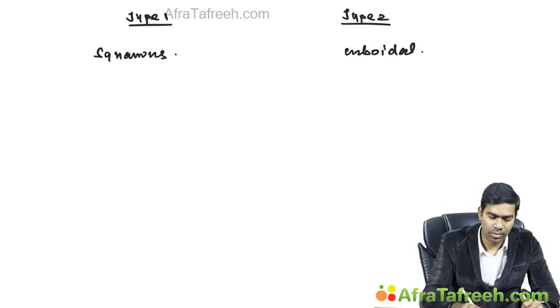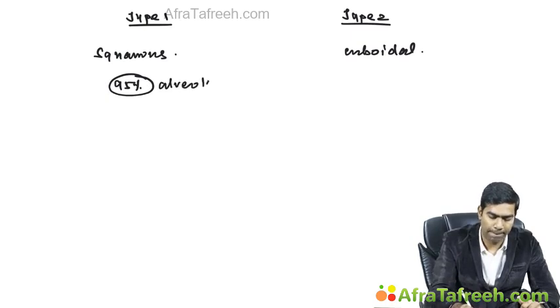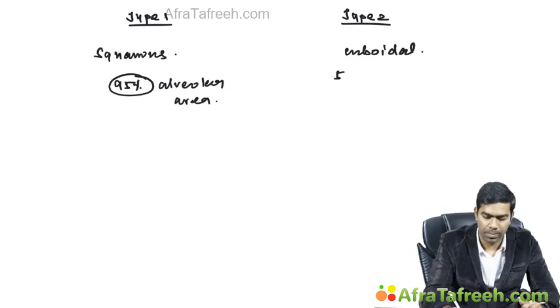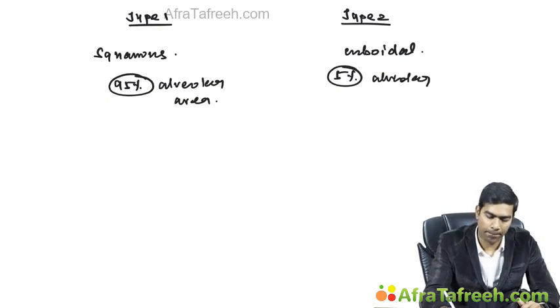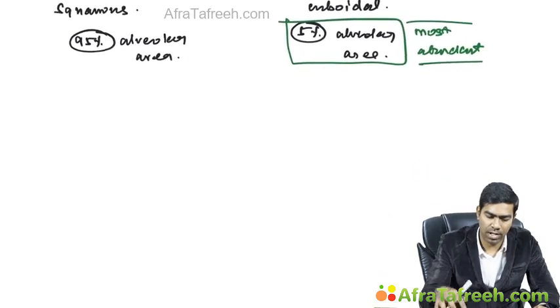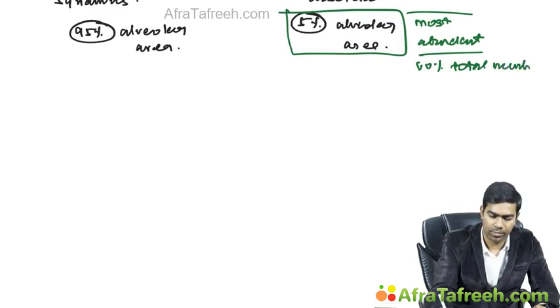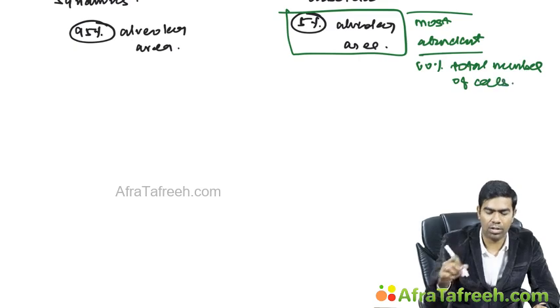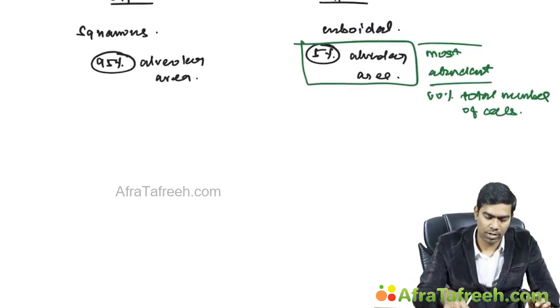And remember, type 1 cells contribute 95% of the total alveolar area. Type 2 cells are going to contribute only 5% of the total alveolar area. So don't get fooled by this. Even though they contribute only 5% of the total alveolar area, they are the most abundant cells. Type 2 are the most abundant cells, which means they are going to form 60% of the total number of cells. 60% of the total number of cells is going to be contributed by type 2 pneumocytes only.